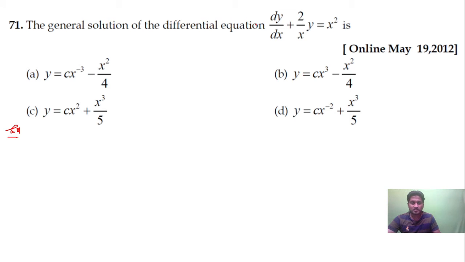So this is already in standard form. This is a linear differential equation, dy by dx plus py equal to q. Okay, now I get p is equal to 2 upon x and q is equal to x square.